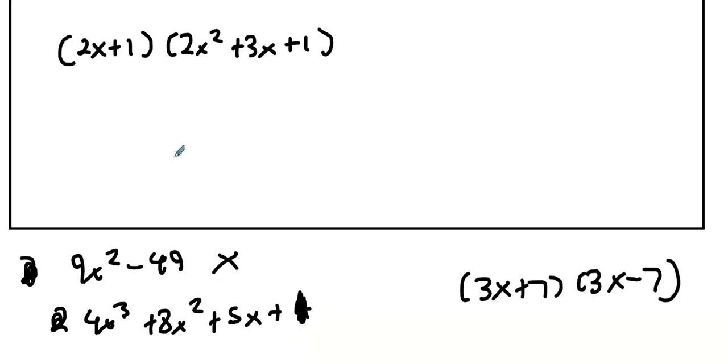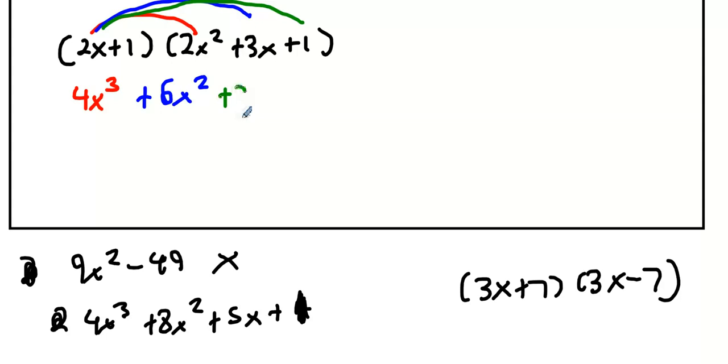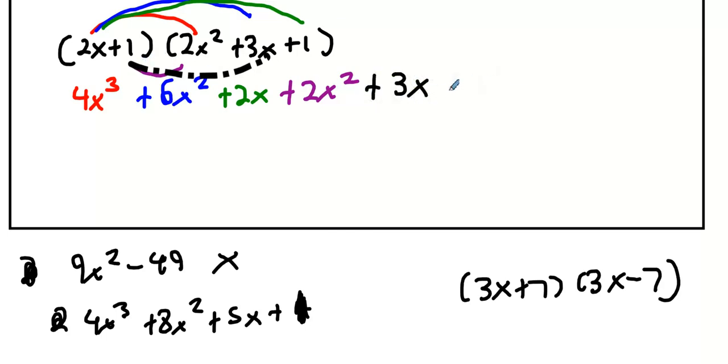Let me show you. Ready? Lads, look. 1, that's 4x cubed. Blue, 2x by 3x. 6x squared. Green, 2x by 1, 2x. Right. Purple, 1 times 2x squared. Yeah. And then I need more colors. Dotted black line, 1 times 3x plus 3x. And finally, 1 times 1, 1.